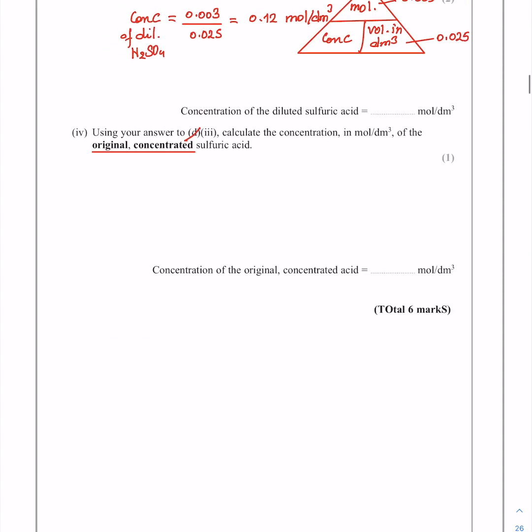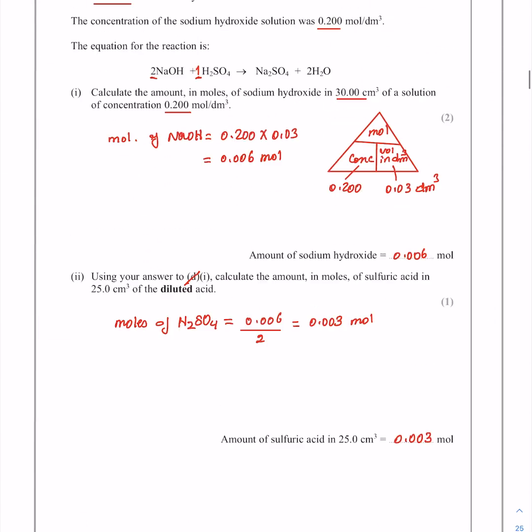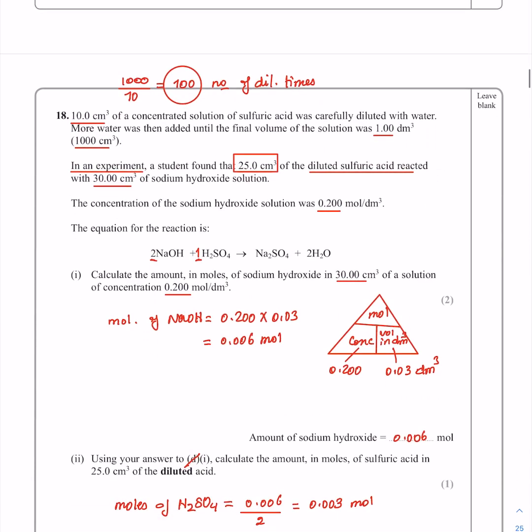يبقى لو diluted كنا مطلعين تركيزه 0.12، يبقى ال concentration of original concentrated sulfuric acid قد ايه؟ Concentrated sulfuric acid is equal to concentration of diluted times 100. 100 دي اللي هي ايه؟ 100 دي اللي هي number of dilution times. يعني ايه؟ يعني قد ايه انت خففت السوليوشن؟ انت خففته 100 مرة.